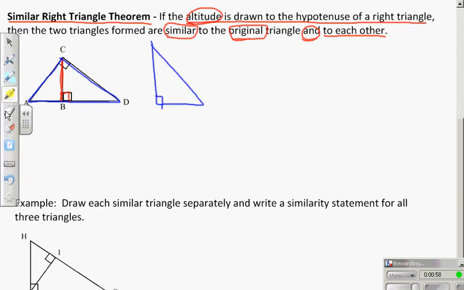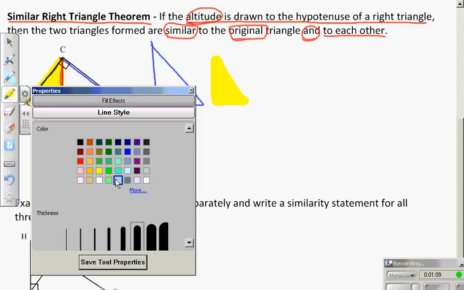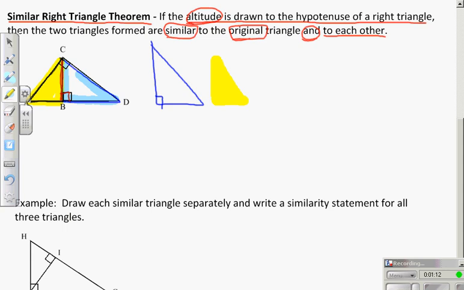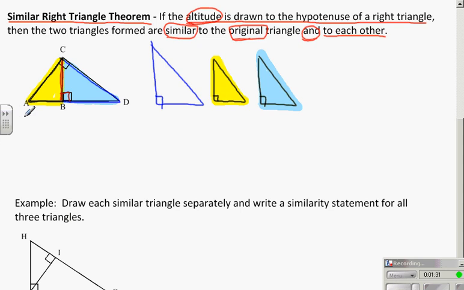And then I have the first little guy, which is right here. And then I have another little triangle right here. These three triangles are all similar. And so that gives us a huge opportunity to write proportions and solve for missing pieces. Now let's think about our similarity statements that are going on here. Labeling these can be a little tricky, and so I always like to start with the right angle.